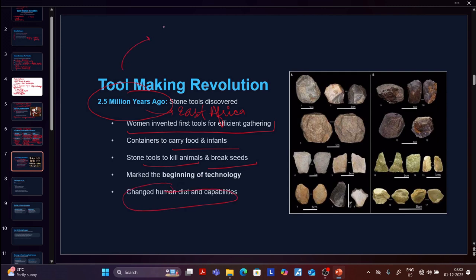Food processing. They could crack bones to access marrow. They could process tough plant material. This expanded the range of food available and provided improved nutrition. But here's a crucial cognitive dimension. Tool making requires abstract thinking.